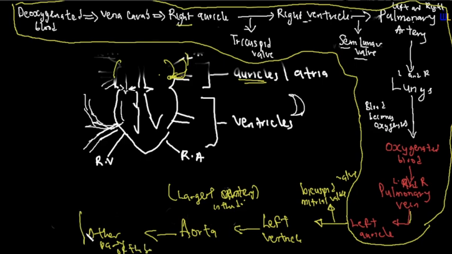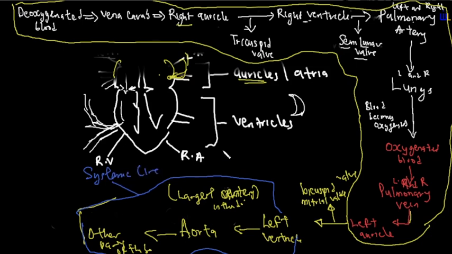Okay, so guys, notice something. This other part now, from here, is what we refer to as systemic circulation. So when blood flows from the heart to the other systems in the body or to the other parts of the body, it is referred to as systemic circulation. This part, pulmonary. This part, systemic.